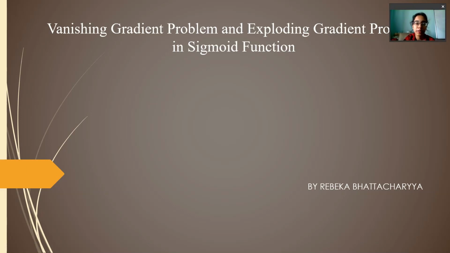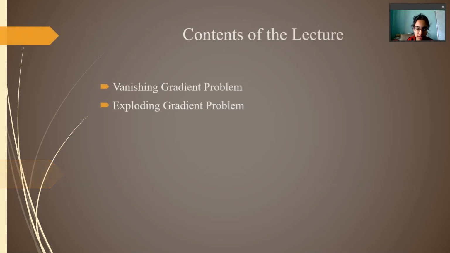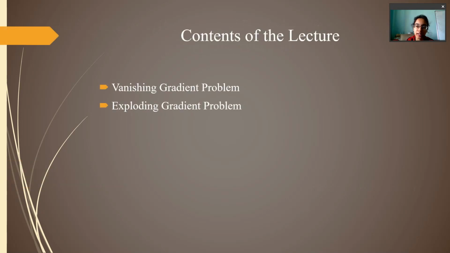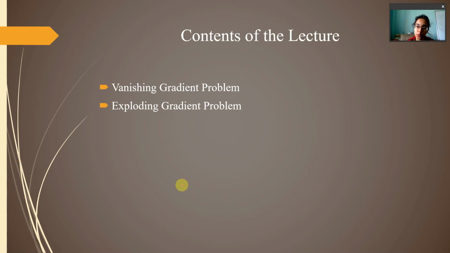In my previous lecture I discussed the basic definition of the activation function, and also the two types of activation function, that is the sigmoid activation function and the threshold activation function. So in this lecture I am going to teach you about the two drawbacks of the sigmoid activation function, that is the vanishing gradient and the exploding gradient problem.